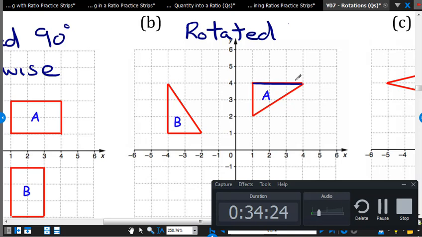We went, so that would be 90, that would be 180, and then it is actually vertical over here, we can see that. So it's actually gone 270 degrees. I hope that makes sense. So it's rotated 270 degrees. The direction is clockwise.